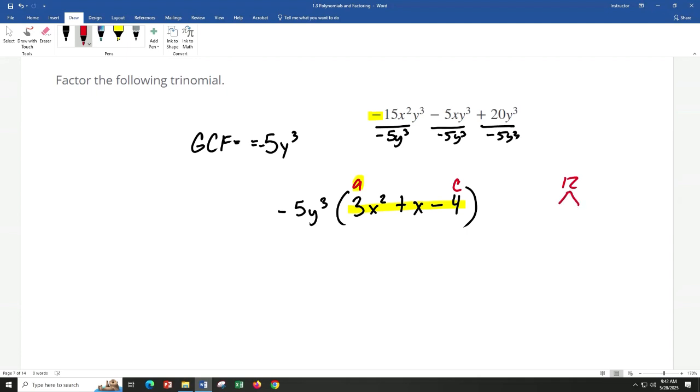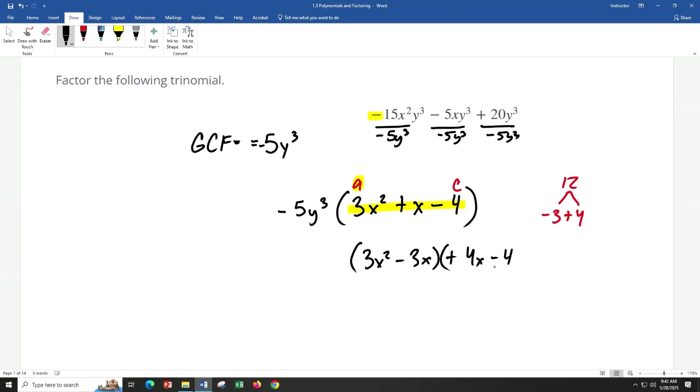Is there any factors of 12? Okay, remember, I'm looking at different signs. The larger one is negative, right? How about negative 3 and 4? Well, negative 3 plus 4 gives me what? There's that 1, right? So let's go ahead and factor that inside real fast. I've got 3x squared minus 3x plus 4x minus 4.